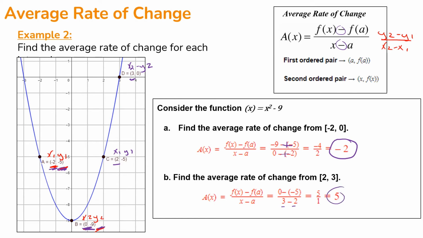So again, if you flip it, it does not matter. We could do negative 5 minus 0 over 2 minus 3. Let's see what happens. That is negative 5 over negative 1, and that reduces to positive 5. So you're going to get the same answer regardless of what you use for your first and last x and y values, as long as those terms correspond.